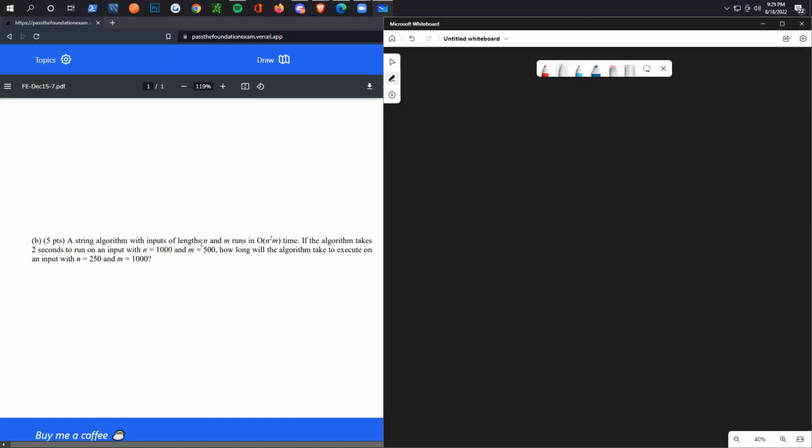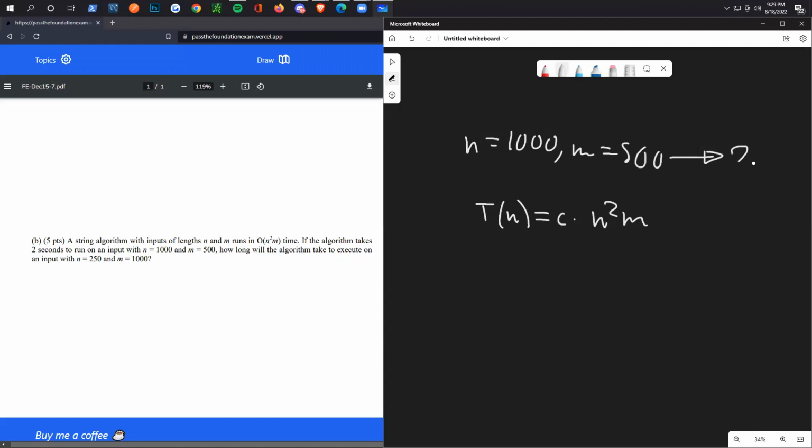So we have a string algorithm with inputs of length n and m, running in O(n squared m) time. If the algorithm takes 2 seconds to run on an input of n equals 1,000, m equals 500, how long will it take to execute n equals 250 and m equals 1,000? Okay. So T(n) equals C times n squared m. And we know that for n equals 1,000, m equals 500, it runs in 2 seconds.